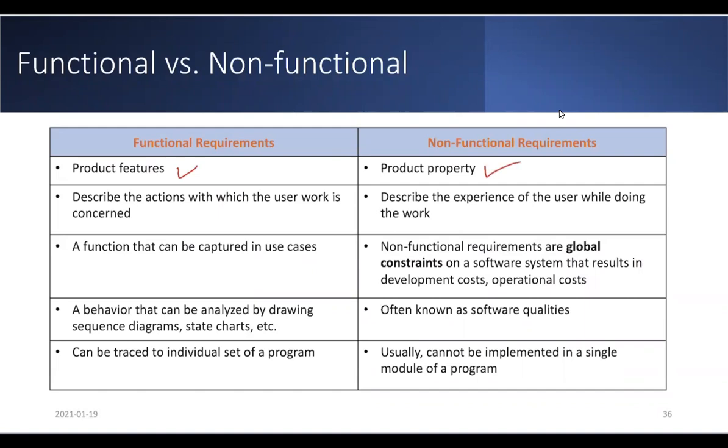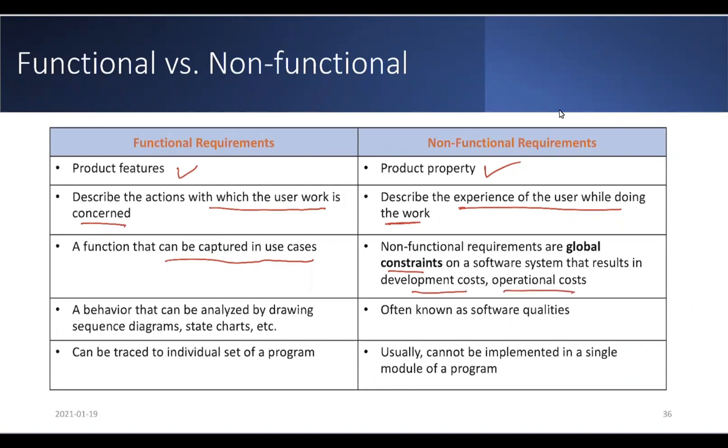Functional requirements describe the actions with which the user's work is concerned, in terms of what the system would do, while non-functional requirements describe the experience of the user while doing the work, which is related to what kind of characteristics we could retrieve about what we are developing. A function could be easily captured in a simple use case, while a non-functional requirement is a really global constraint on a software system, which might affect development cost and operation cost as well.